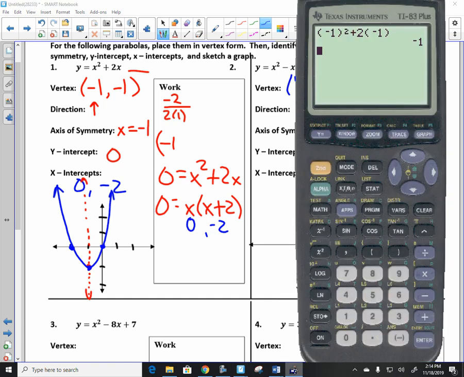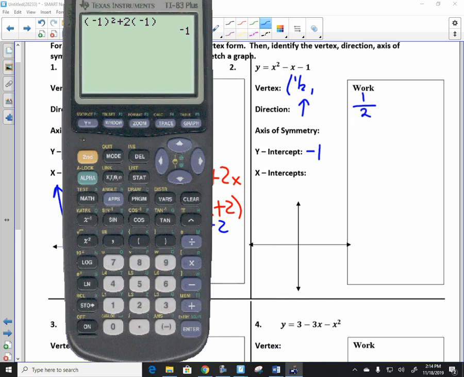Oh no, I don't like to plug in 1/2. Not much you can do. Just plug it in. 1 divided by 2 squared minus parentheses 1 divided by 2 minus 1. And I get negative 1.25.